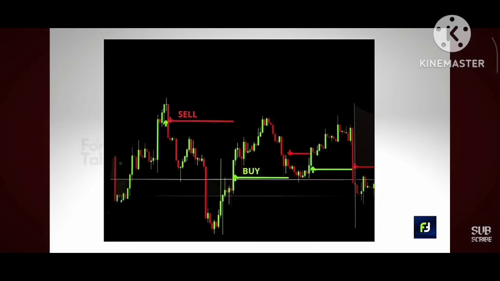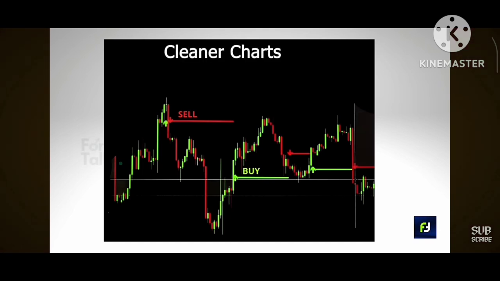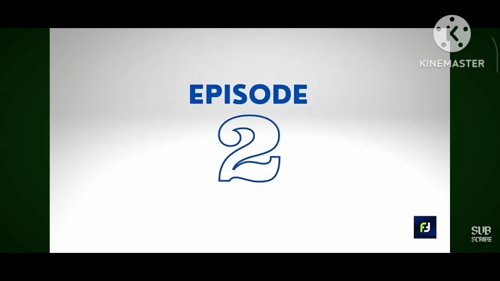But if you devote a good amount of time to learning price action trading, you'll trade with cleaner charts without a whole lot of indicators. You'll also be able to pinpoint your trade entries and exits with better precision.